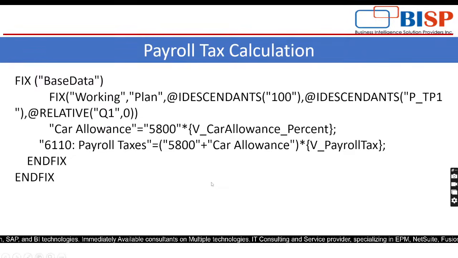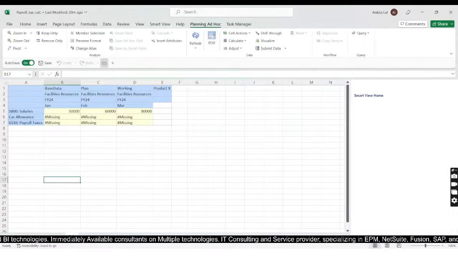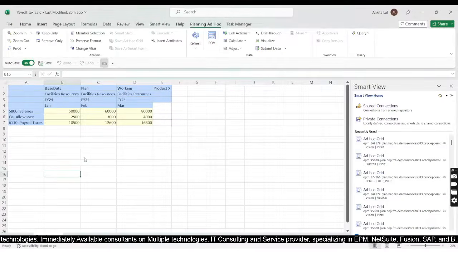So to understand the payroll tax calculation rule, we will first go to the requirement sheet where we will learn the method of calculating it. Okay, so here we can see that we have salaries with us, which is the member name 5800. So this is the basic salary which an employee is earning on a monthly basis.